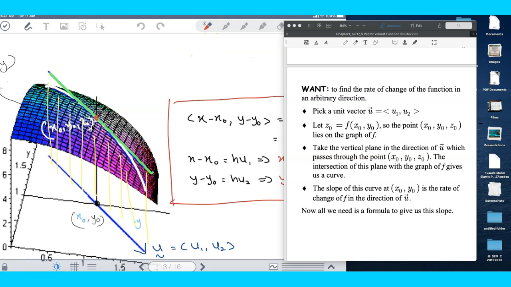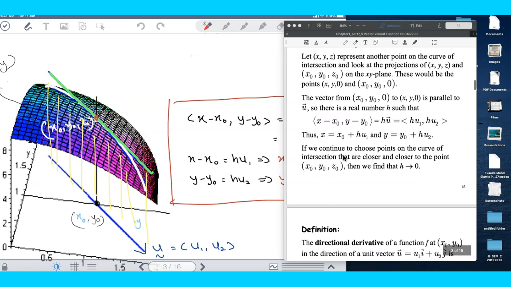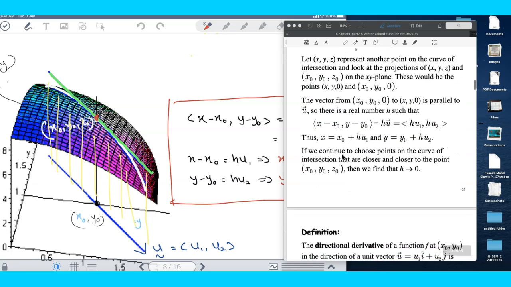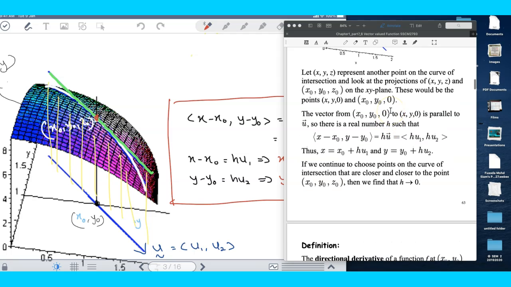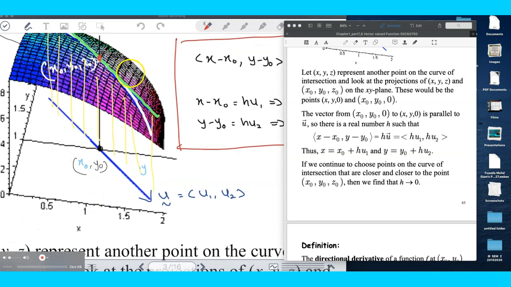So what is the formula for us to determine the slope or the rate of change at this point in the direction of the unit vector u? That is the idea here. We need the formula to obtain that. In this case, we choose a point at x not, y not, and that gives us z not.